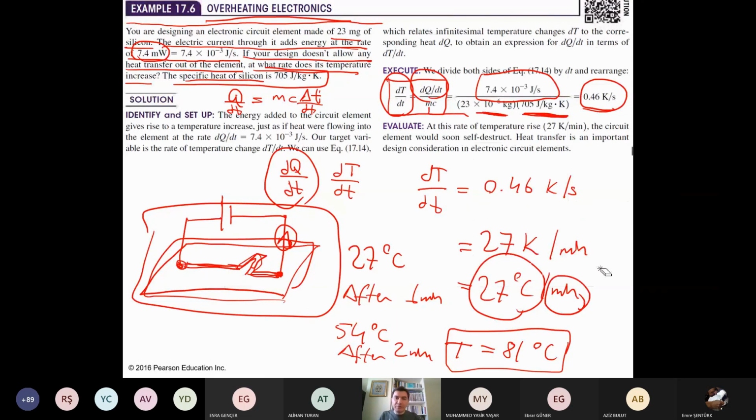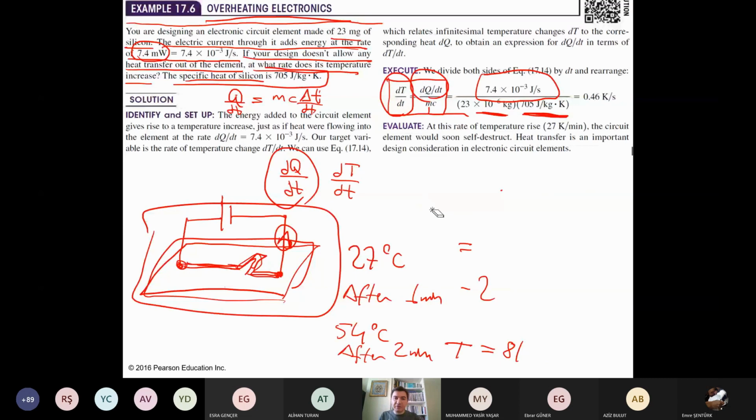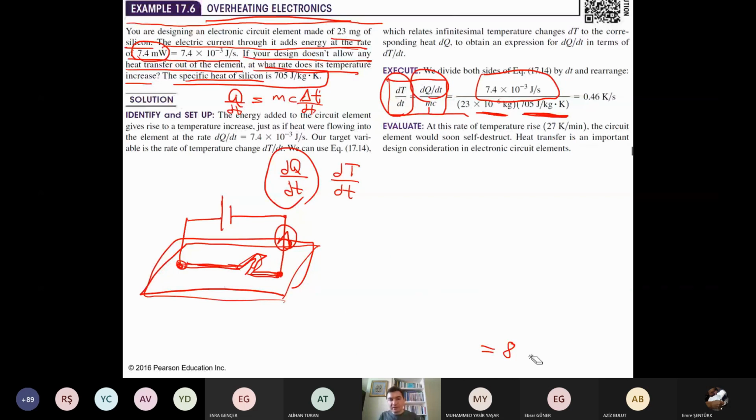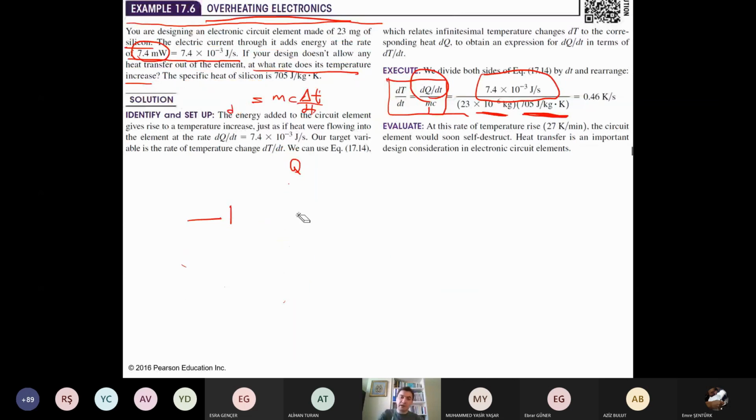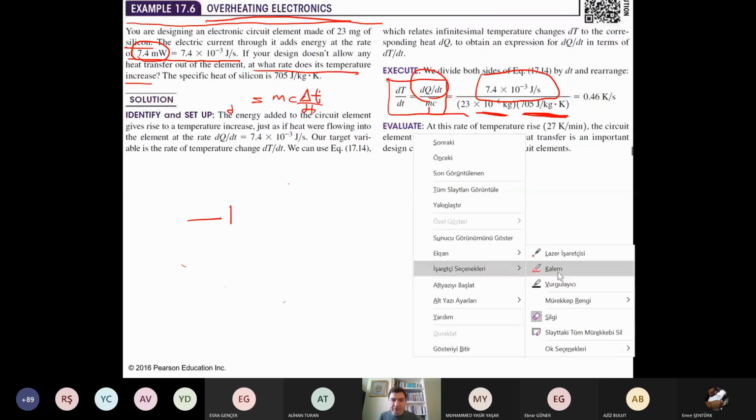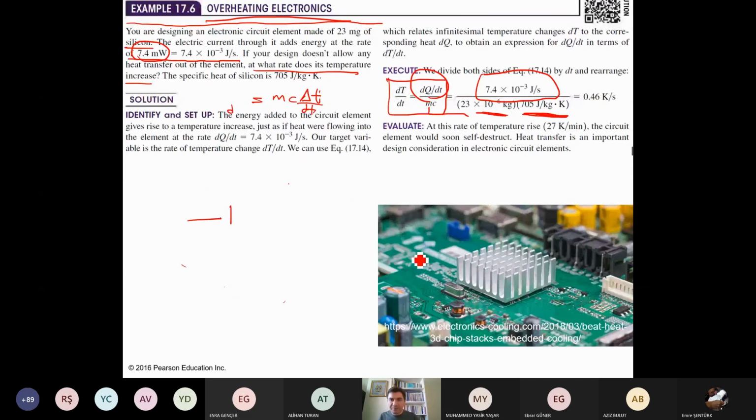If you open your computers, you will see this type of cooler on the motherboard or in other electronics, and usually a special design used in electronics. For example, what you see here, we have many circuit elements: capacitors, resistors, and what else? Inductors. So we have many circuit elements here.